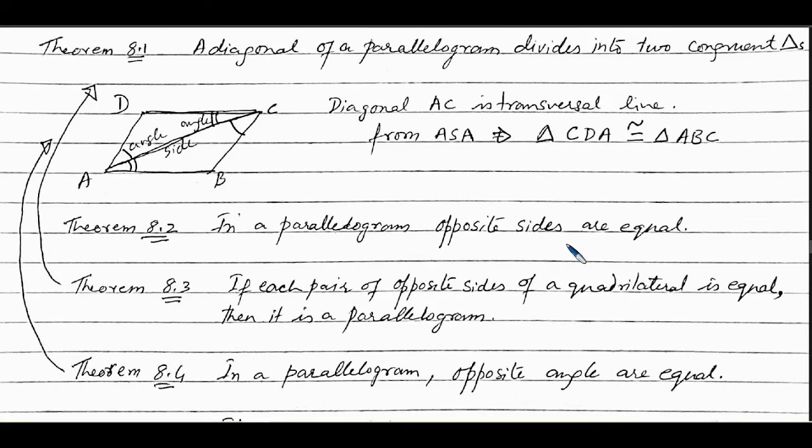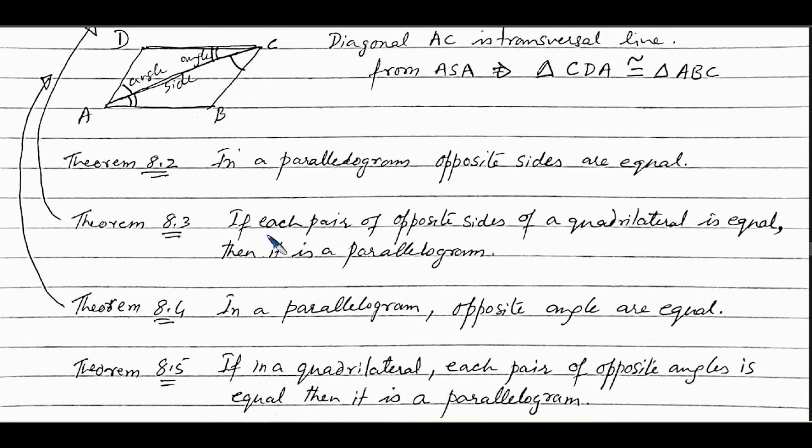In a parallelogram, opposite sides are equal. Okay, that is by definition. Opposite sides have to be equal. Theorem 8.3: if each pair of opposite sides of a quadrilateral is equal, then it is a parallelogram. It says that if each pair of opposite sides of a quadrilateral is equal, if this and this and this and this, okay, then it is a parallelogram.